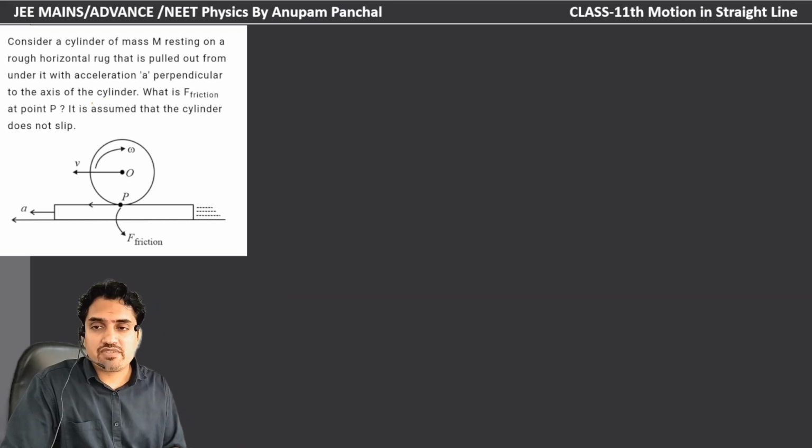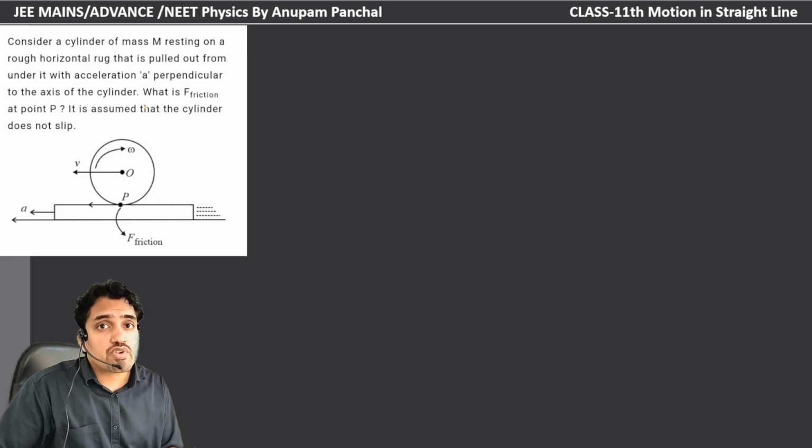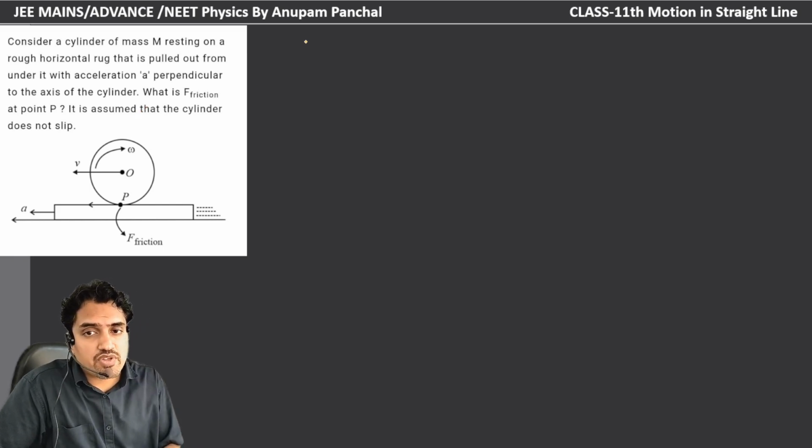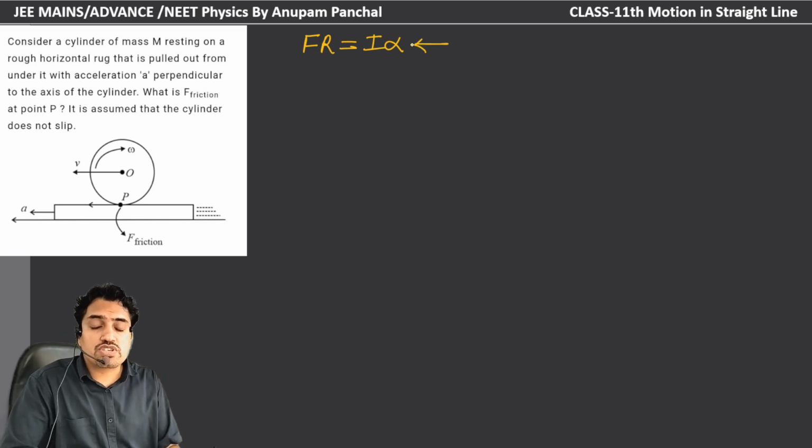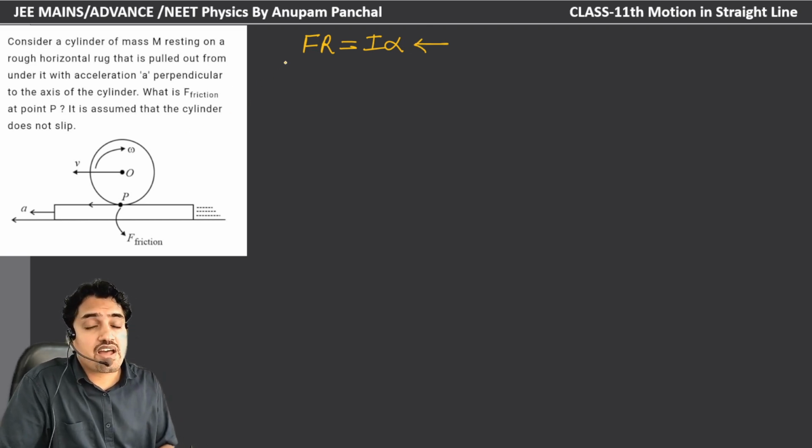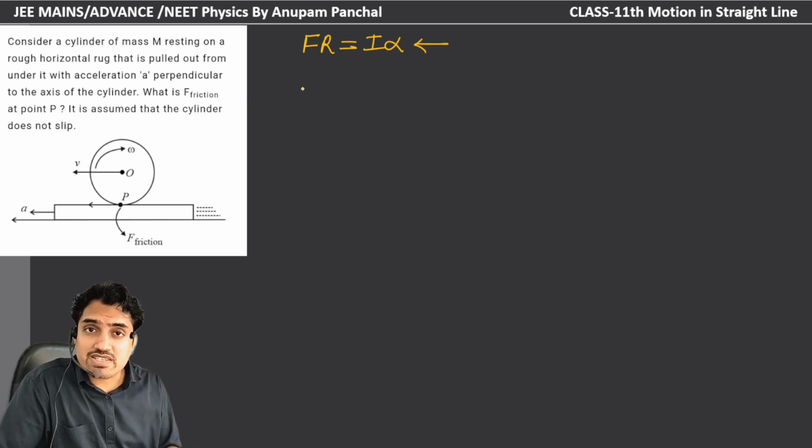Now, we have one question related to rotational motion, and this question will clear the concept of the dynamics of rotational motion. That is, F, the tangential force acting on the body, into the perpendicular distance, is equal to I into alpha. That is the equation for rotational motion.